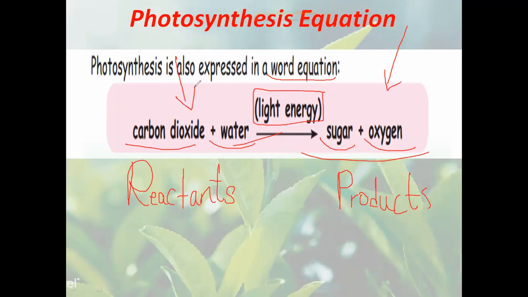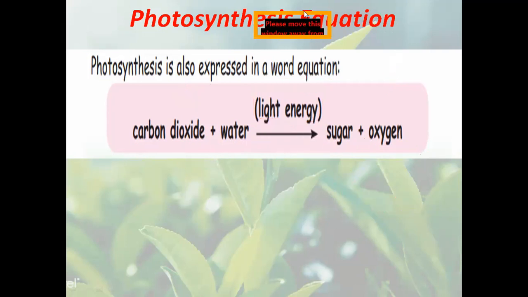So this is the reaction of the photosynthesis. Carbon dioxide plus water in the presence of light energy. We have to write it over the arrow here. This is the arrow meaning that it gives. So the arrow means gives or produces. Gives sugar plus oxygen. And this is the photosynthesis reaction that you have to study.